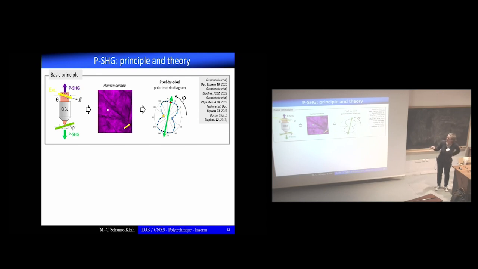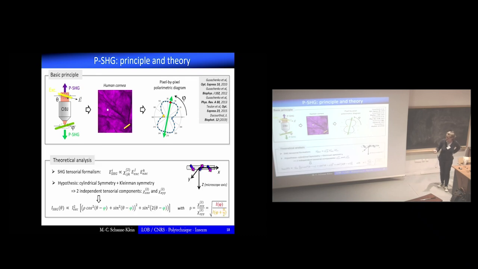In every pixel, we can plot such a polarimetric diagram. The direction of the fiber here is given by the direction of the polarimetric diagram. We know that because we can perform a tensorial analysis. We assume that the collagen fiber has a cylindrical symmetry, that the Kleinman symmetry applies, and we have only 2 independent tensorial components. And we very easily obtain this equation with different parameters.